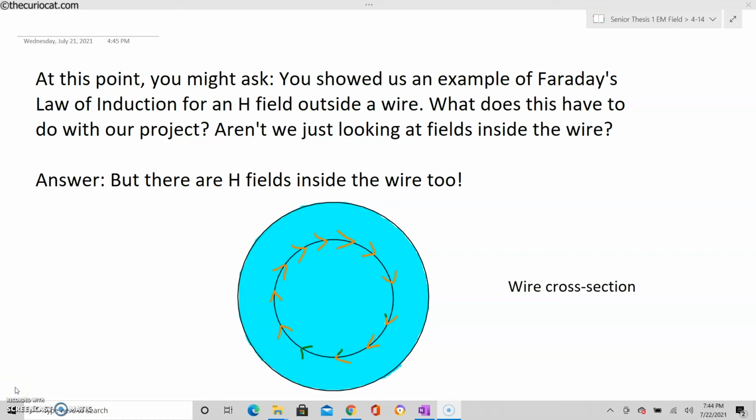Now, Faraday's law is actually a little bit more complicated because Faraday's law shows that a changing magnetic field creates a changing electric field, which in turn creates a changing magnetic field. But we don't need to know all of these details in order to do this project.